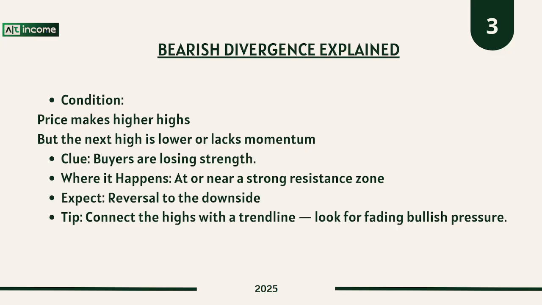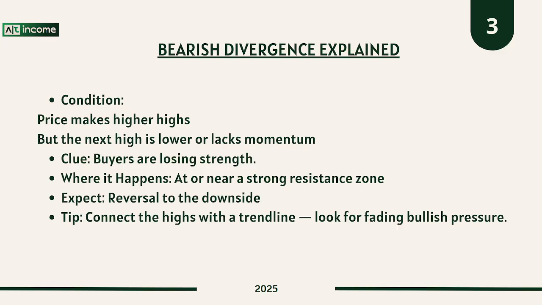Like I said, either the next higher high is lower than the previous one, or the distance between the previous higher high and the new higher high is not that much. It explains that there's a possible reversal, and most of the time this reversal is massive. Okay, so what's the clue? Buyers are losing strength, and where it happens, we are looking at a bearish reversal at a strong resistance level.